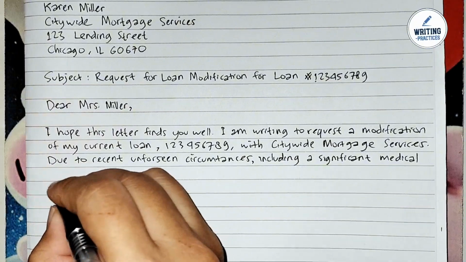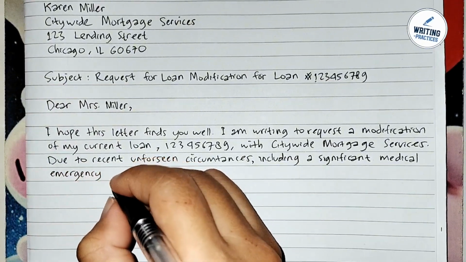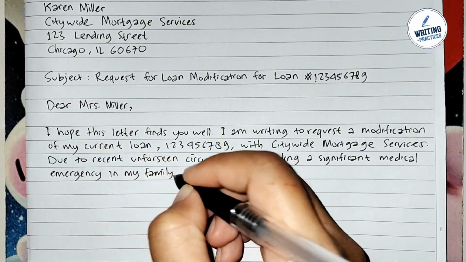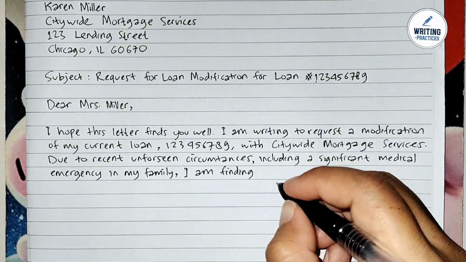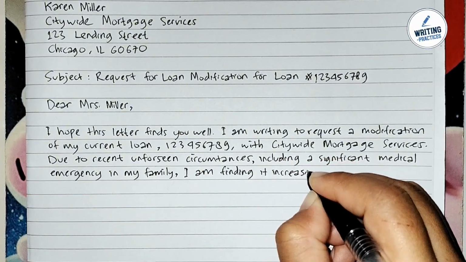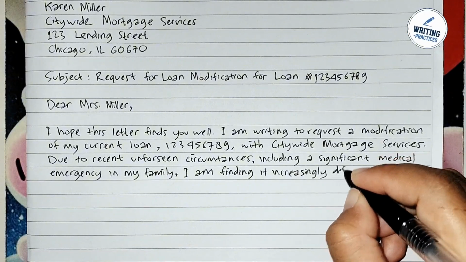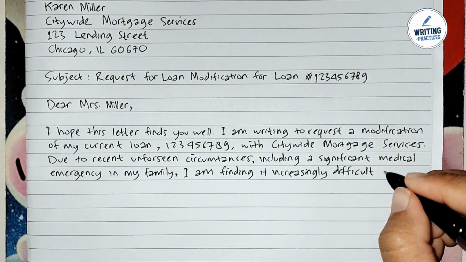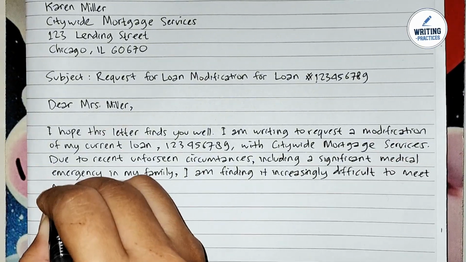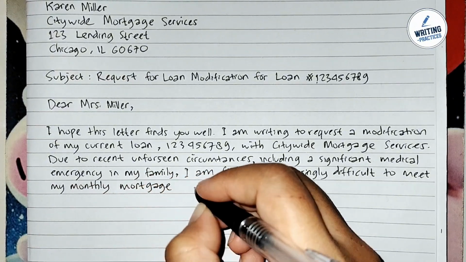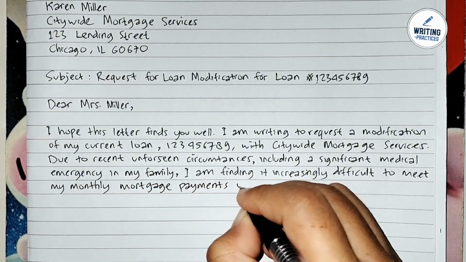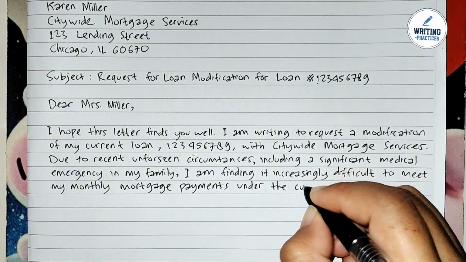After stating that, now you must explain your current situation. Briefly describe the unforeseen circumstances that have impacted the borrower's ability to meet the current loan terms. In this letter, the problem is a significant medical emergency. If you have the same case, then you can copy this. Due to recent unforeseen circumstances, including a significant medical emergency in my family, I am finding it increasingly difficult to meet my monthly mortgage payments under the current terms.